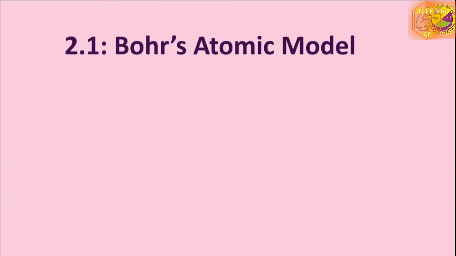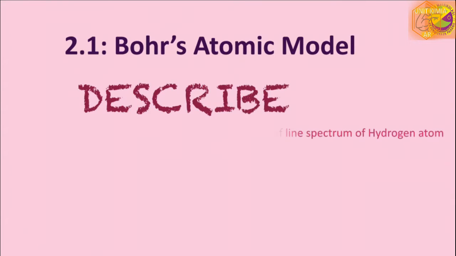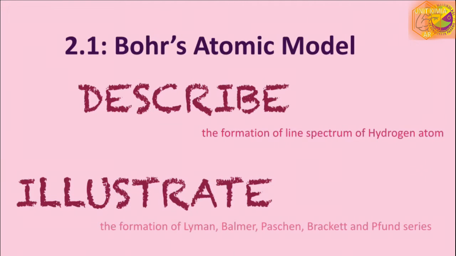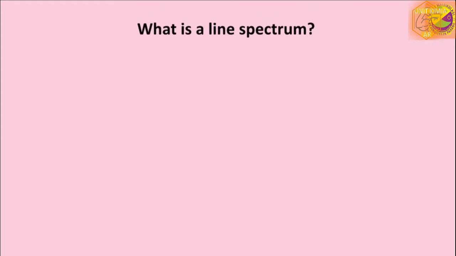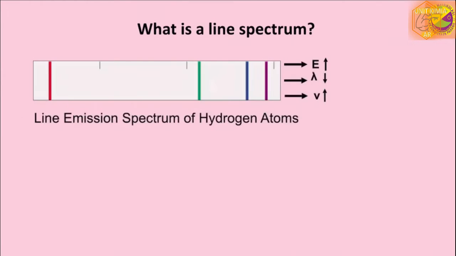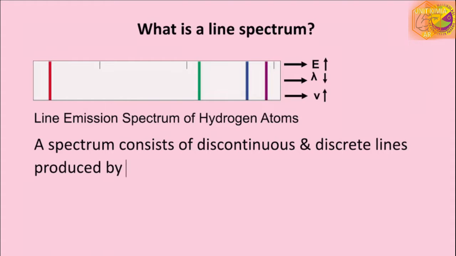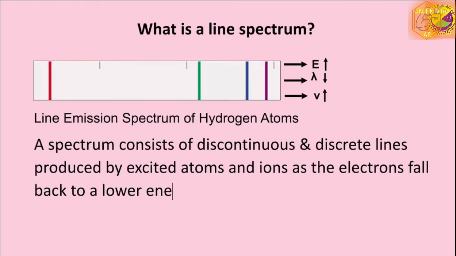In this video, we are going to describe the formation of line spectrum of hydrogen atom and illustrate the formation of Lyman, Balmer, Paschen, Brackett, and Pfund series. First of all, what is a line spectrum? A line spectrum is a spectrum consisting of discontinuous and discrete lines produced by excited atoms and ions as the electrons fall back to a lower energy level.